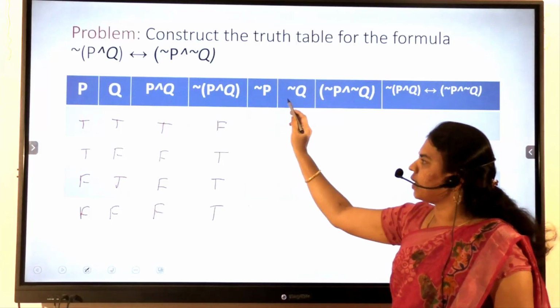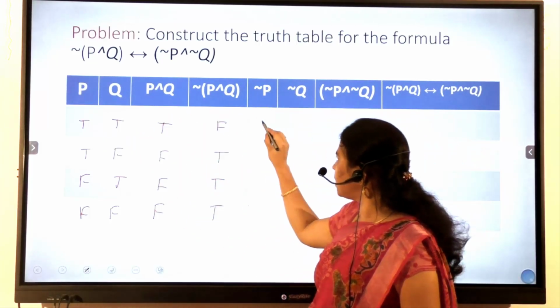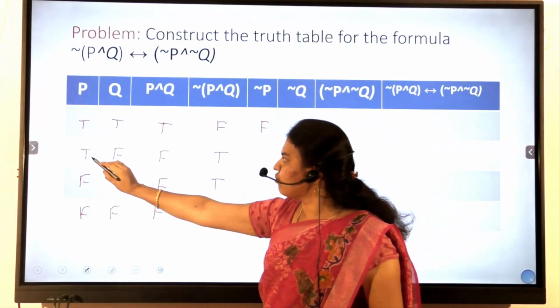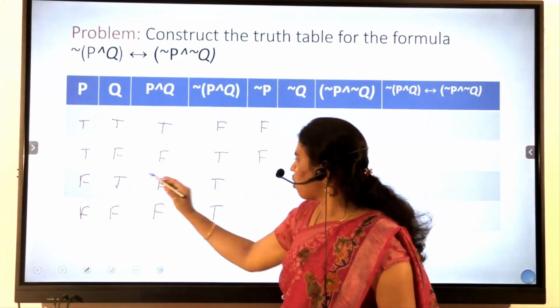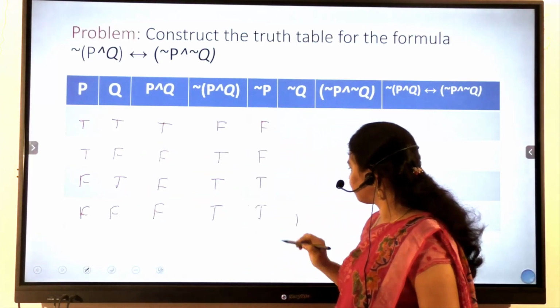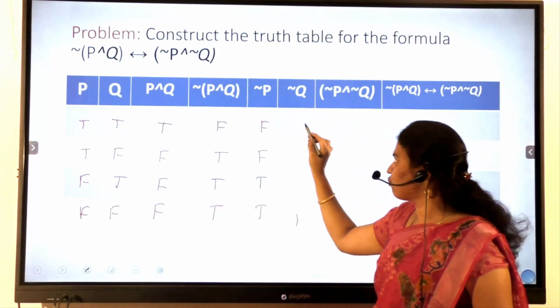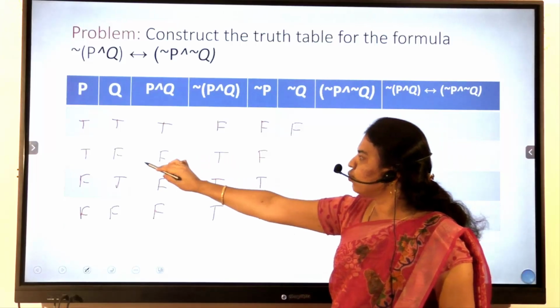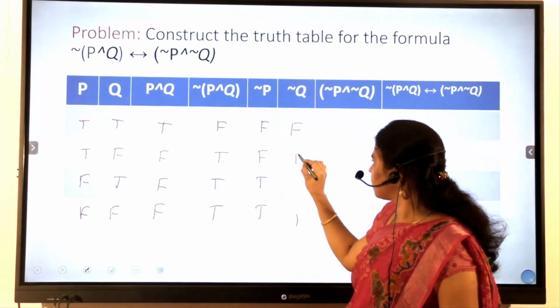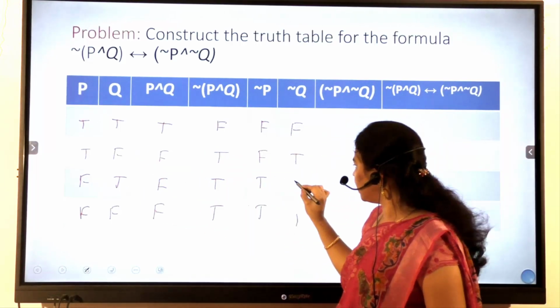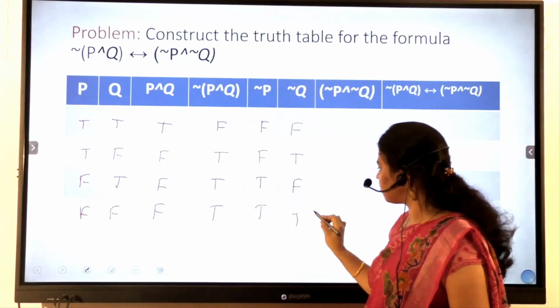Then negation of P. If P is true, then negation of P is false. If P is false, then it will be true. Next, negation Q. If Q is true, then negation of Q is false. If Q is false, then negation of Q is true. So the values are false, false, true, true.